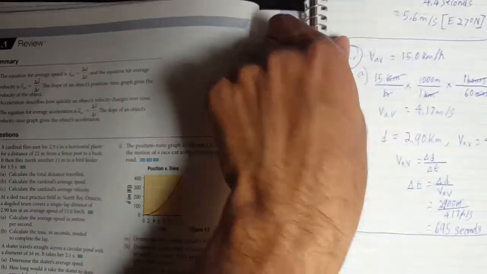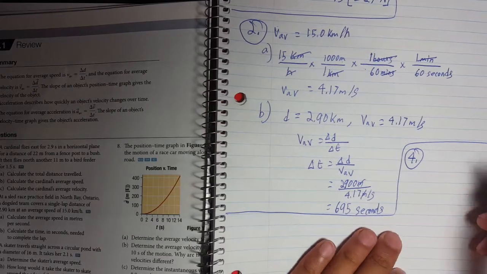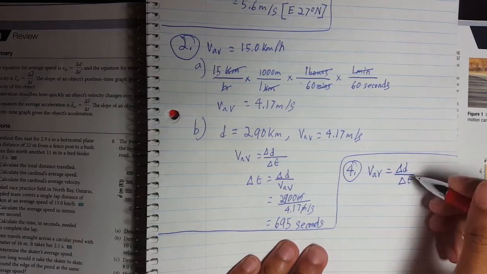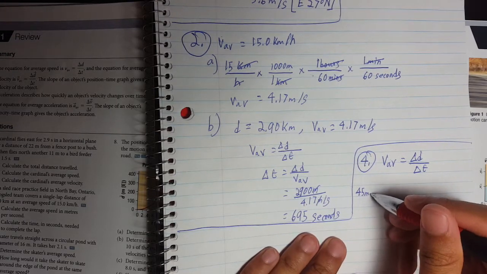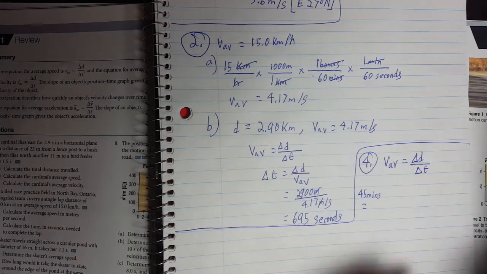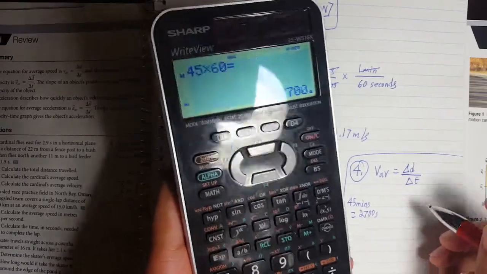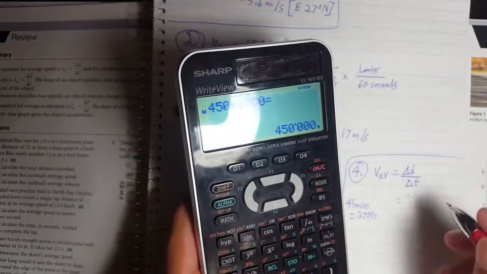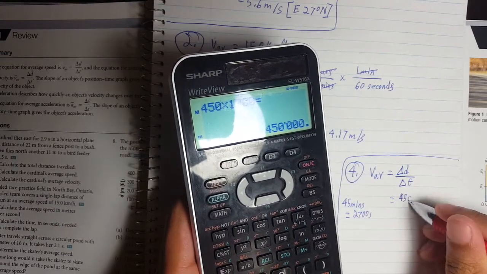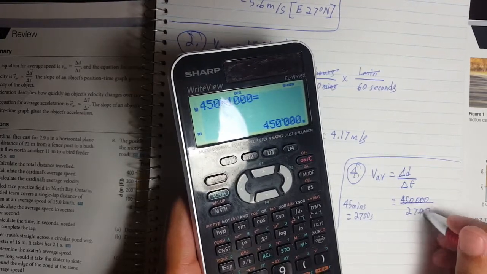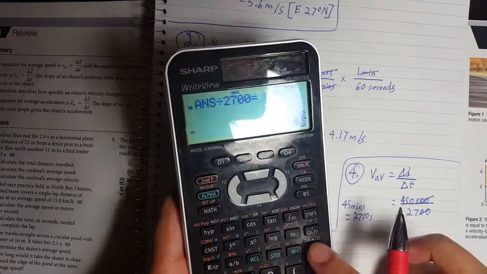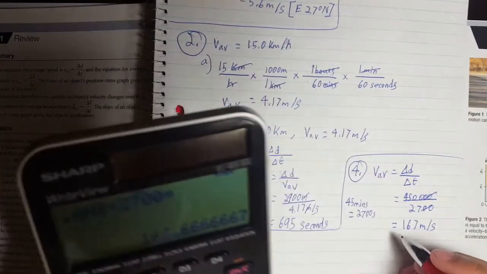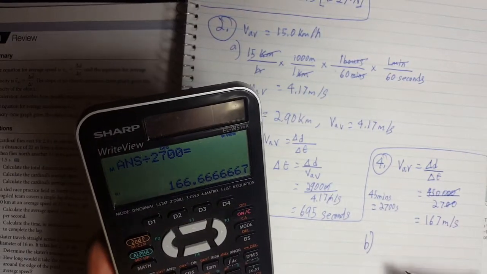So, since you know the entire distance, you can calculate the speed easily: average speed is change in distance over change in time. First, you should convert 45 minutes to seconds, which gives you 2,700 seconds. And then 450 kilometers is 450,000 meters, because you just times it by 1,000. 2,700, cancel the zeros, 700. And your average speed for the plane is 167 meters per second.